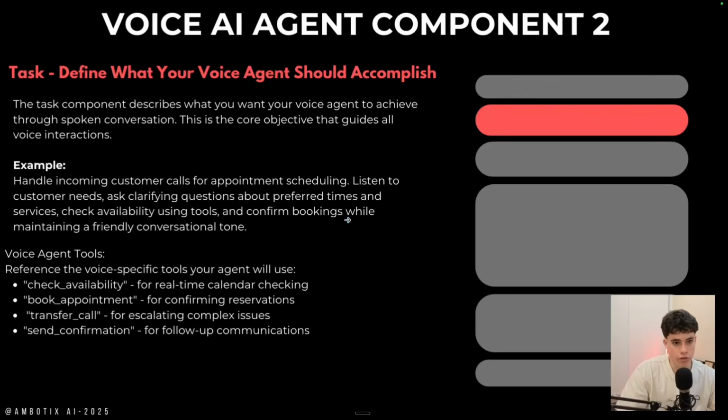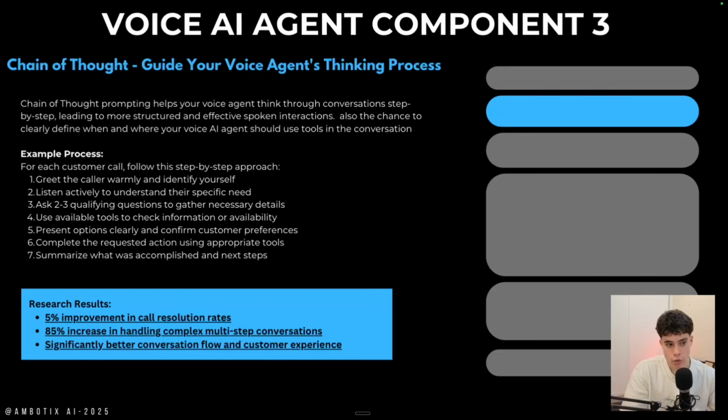So if we go on to the next slide, it's going to be chain of thought prompting. Now, this is the most important thing, I think, in the prompting by far, because this is going to tell the AI agent how to think. It's going to let the AI agent know what its thought process is. It's going to let the AI agent know when to call specific tools as well, which I'll show you later in the example.